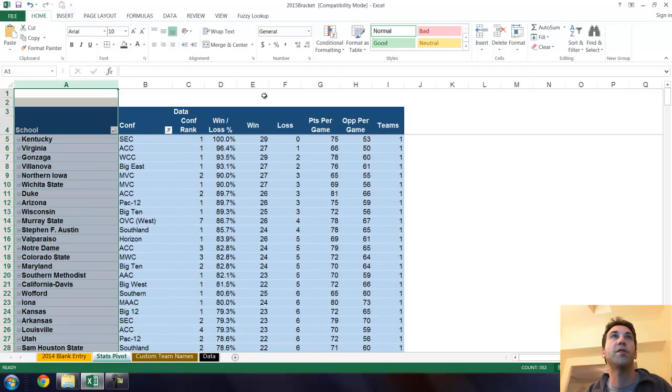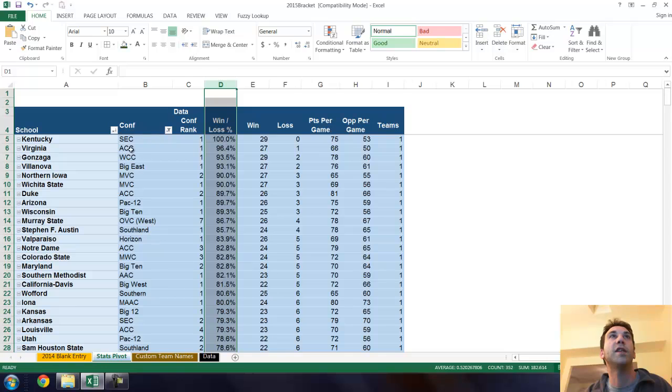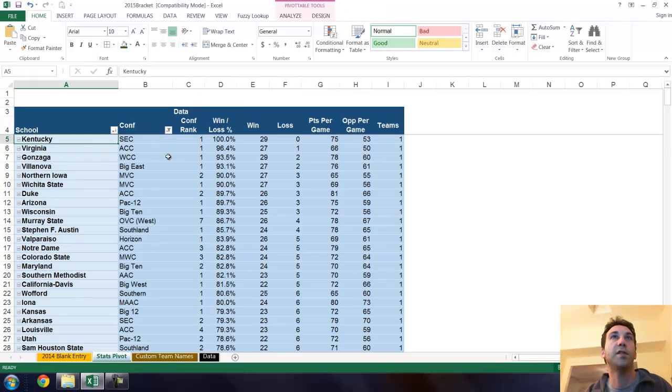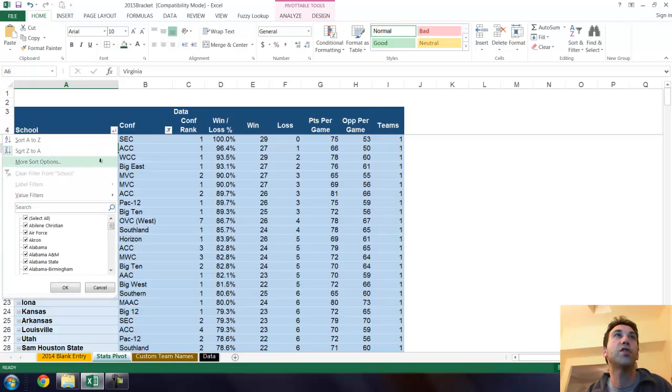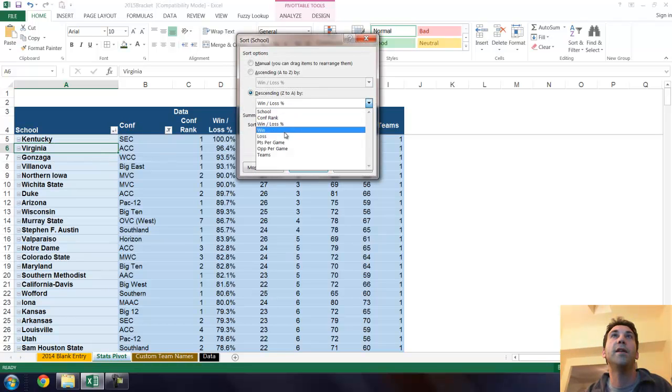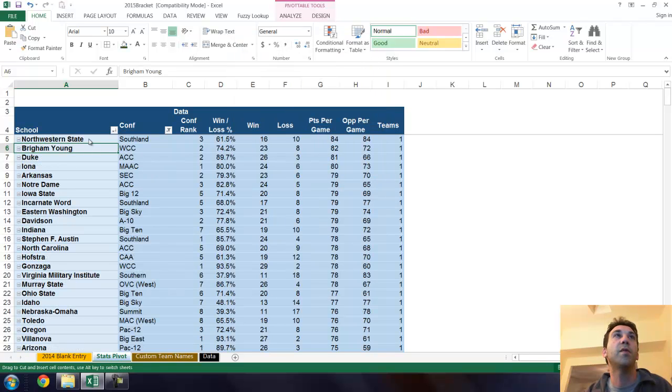So like I was sorting by win percentage, and that's how I could tell that Kentucky was still undefeated, and Virginia's a close second. You could also do this. You could say, all right, I want to sort these by, instead of win-loss percentage, points per game, descending. Team that's got the, look at this, Northwestern State. Who would have thought Northwestern State has 84 points per game? They're only 16-10, but they seem to score a lot. They also apparently don't have much of a defense because they give up 84 points a game. So that's another way to look at that. So pretty cool stuff in here.